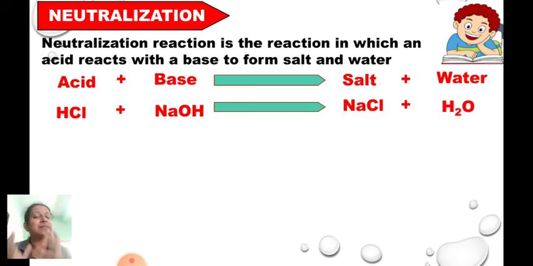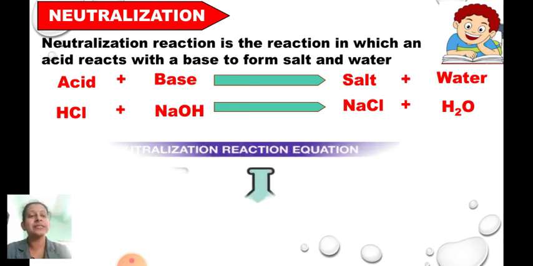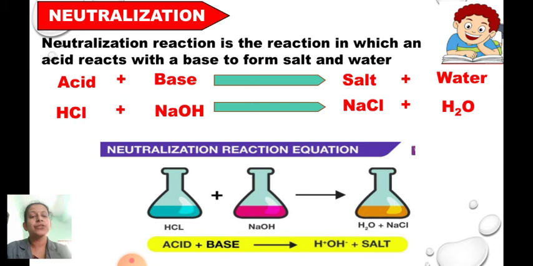The respective salt depends upon which acid and which base is used, and accordingly the salt will be formed. But the main thing they are forming is water. Because water is neutral, the process is also called neutralization. You can see how the reaction takes place. If you take an acid like HCl and NaOH, you get water plus NaCl. So this is regarding the neutralization process.